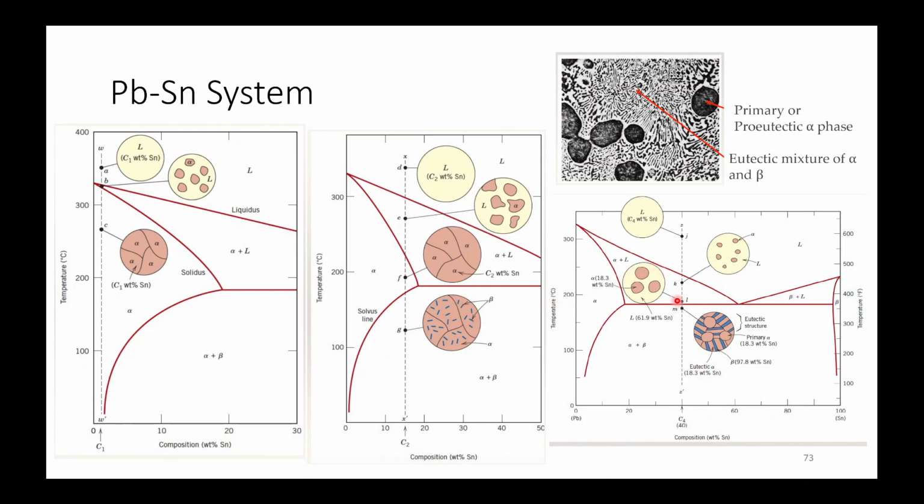While if you take a composition which crosses the eutectic line, then there will be formation of beta in the form of eutectic, and there will be some pro-eutectic phases forming.